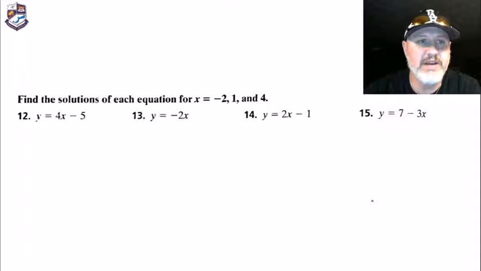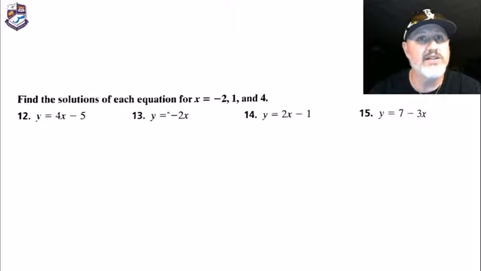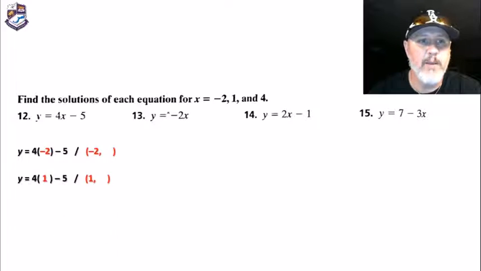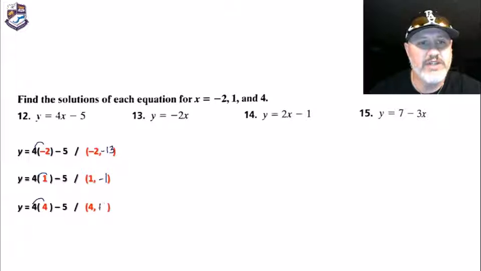All right, next page for me. Number 12, you are using this function and you're substituting these numbers in for x to figure out what y is. So let's do that real quick. With the power of the computer, we're going to go fast. Bang, bang, bang. I'm substituting in -2. Here I get -8. Minus 5 is -13. Here I get 4 minus 5 is -1. And 16 minus 5, which is 11.